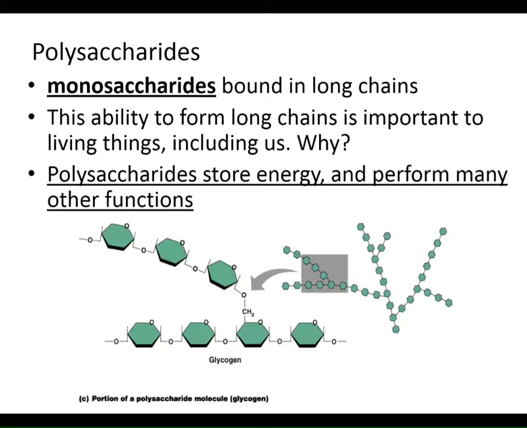Then there are polysaccharides. Polysaccharides are three or more of these monosaccharides holding hands chemically. The two examples here are glycogen and starch. It's really what they are.